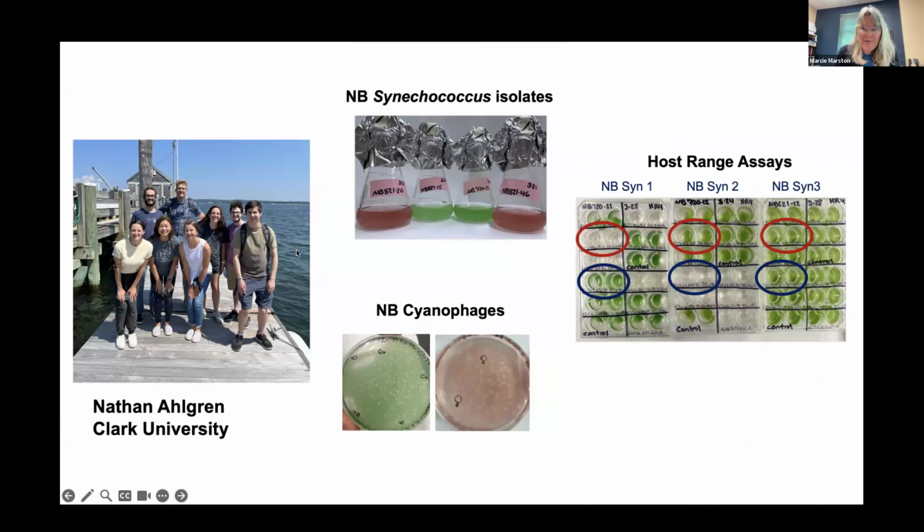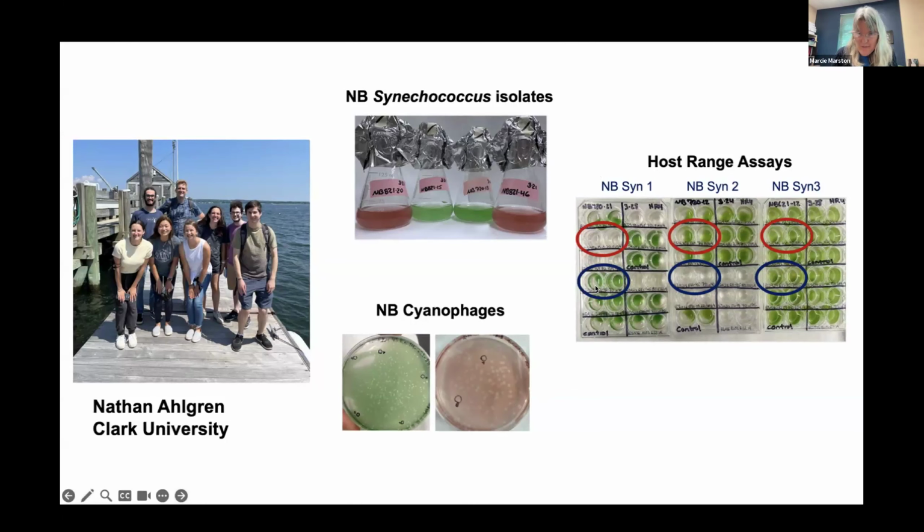This is our dock where we've been collecting seawater, and Nathan has collected seawater, taken it back, and has isolated Synechococcus strains from the bay. At the same time, we took the same seawater and we isolated strains of cyanophage. We're then doing host range assays where we take one Narragansett Synechococcus strain, and we look in this picture at 10 different viruses. And so here in red would be virus A that can infect the first host and cannot infect the other two hosts.